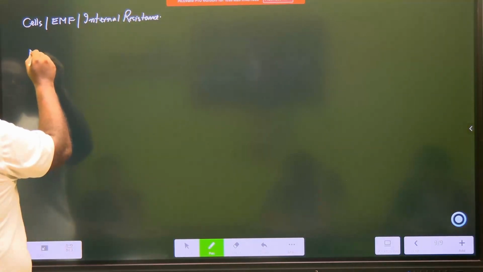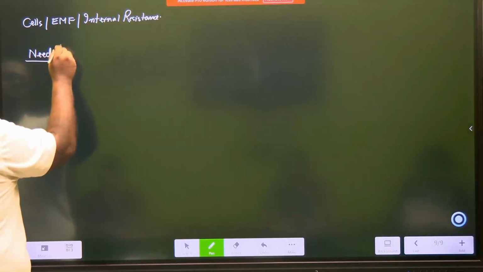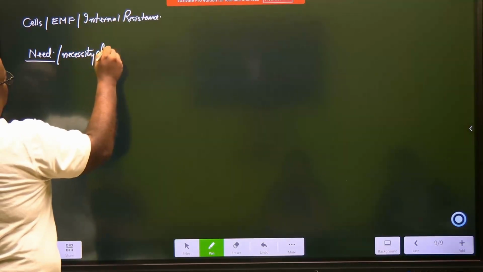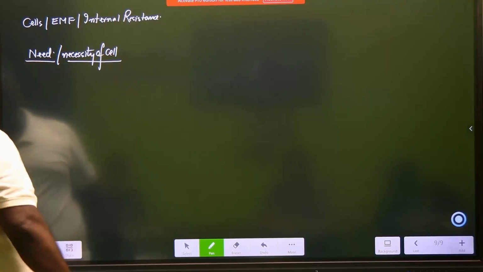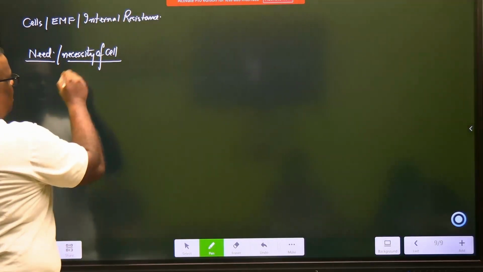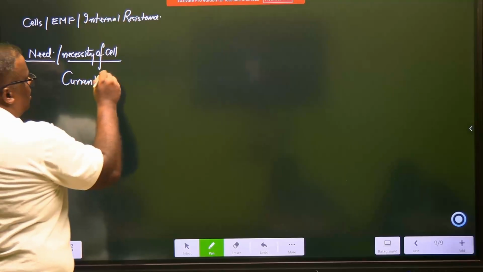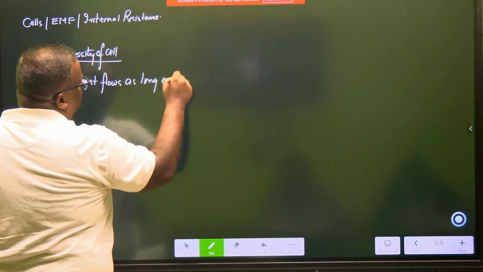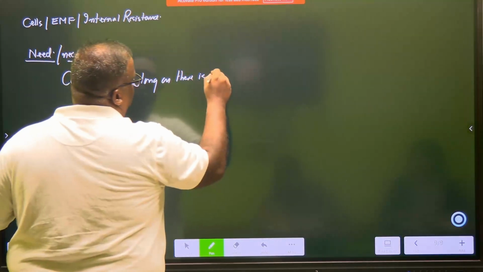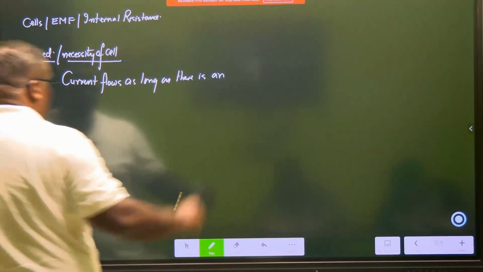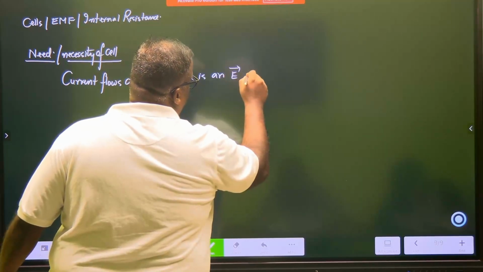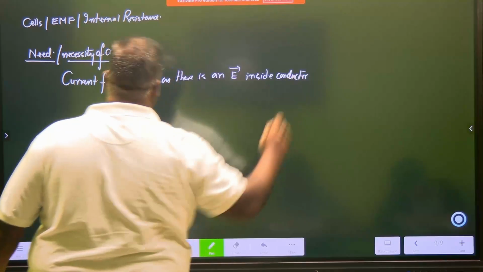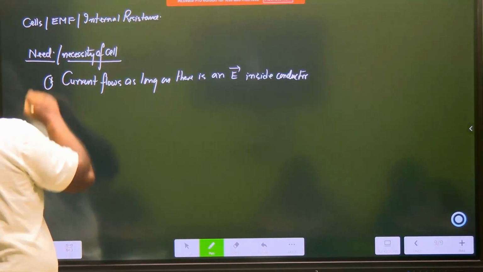So let's see the first section, which is known as the need or the necessity of a cell. Why do you need a cell? So you can write down: current flows as long as there is an electric field inside the conductor. So if you have an electric field inside the conductor, current flows. This is known to us.